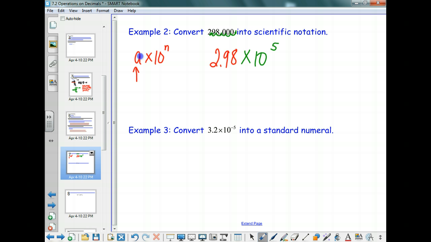So, Dr. Woods, do you look at the beginning numbers or at the number in standard form? That's a good question. Because the number in scientific form, 2.98, is always going to be a number between 1 and 10, you're not going to be able to make that decision based on that number. It's always based on the standard notation.